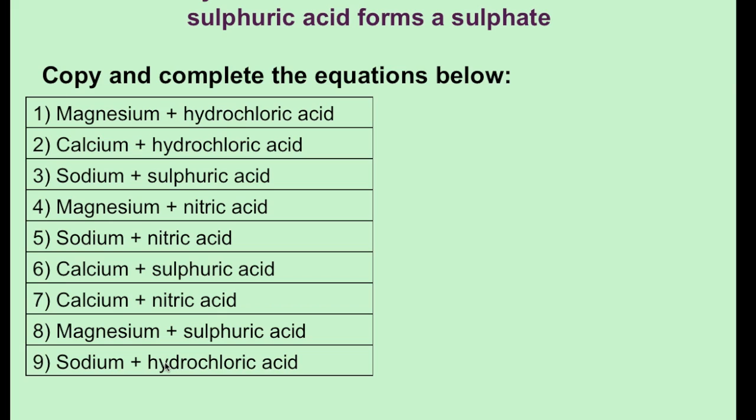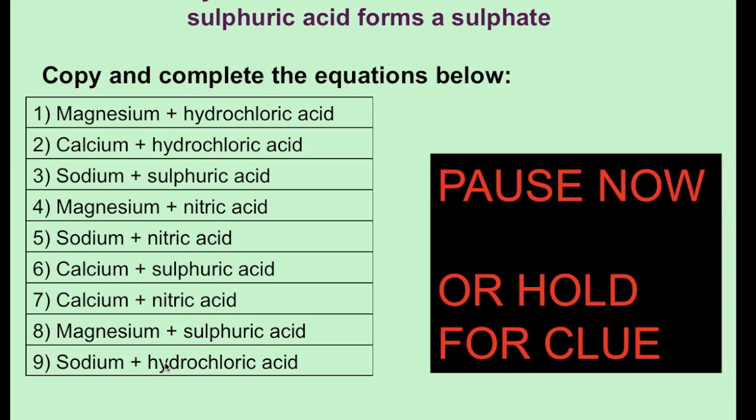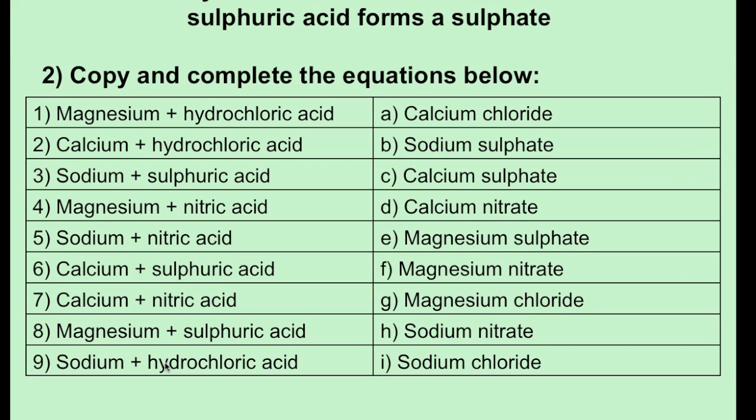What I do want you to do before the lesson is to copy out the equations below and write the products next to them. So write these equations. If you need a clue, don't pause quite yet. Just hold on, otherwise pause now. See if you can do it without an extra clue. If you do need a clue, there are some options here to choose from. So again, pause now and write these into your book.